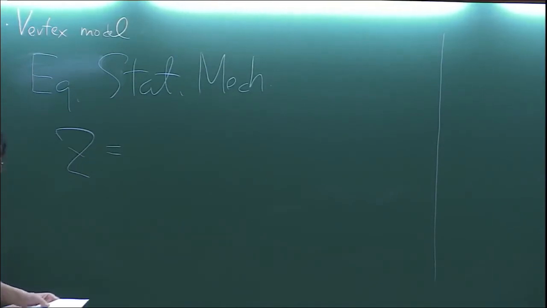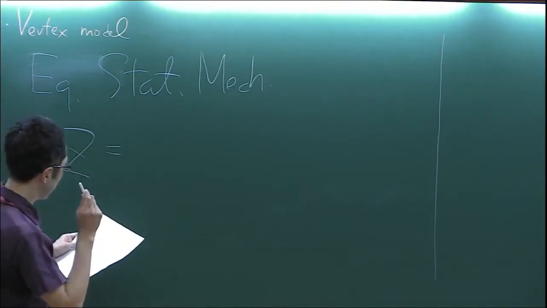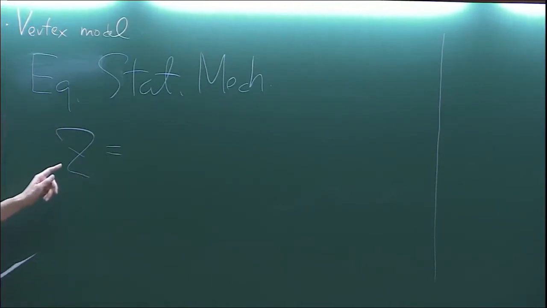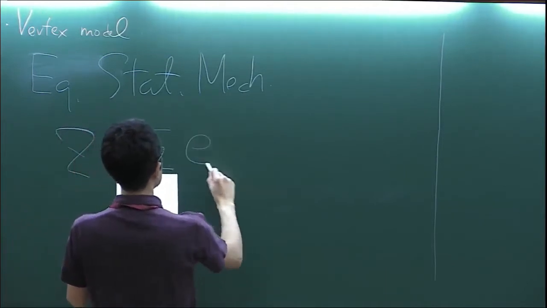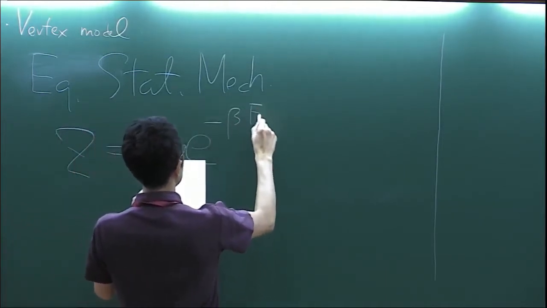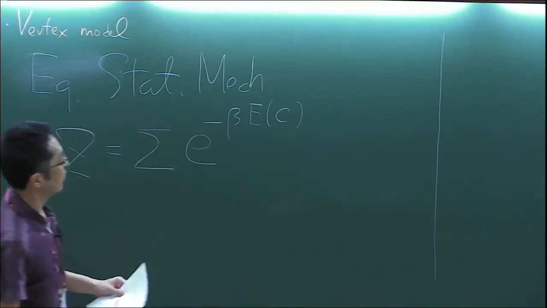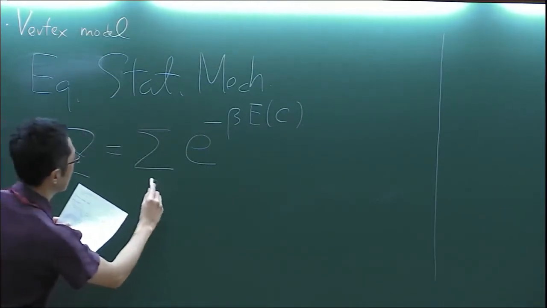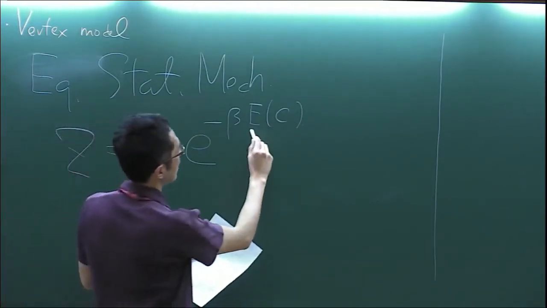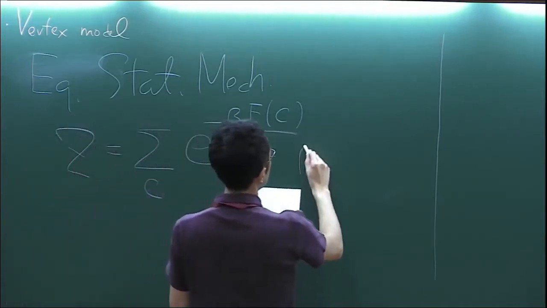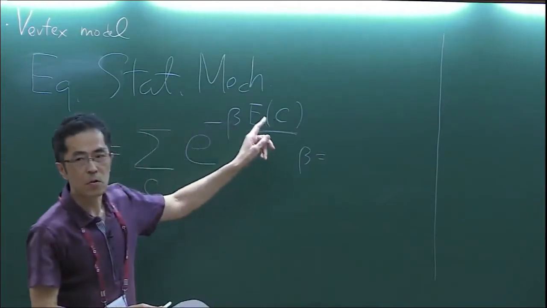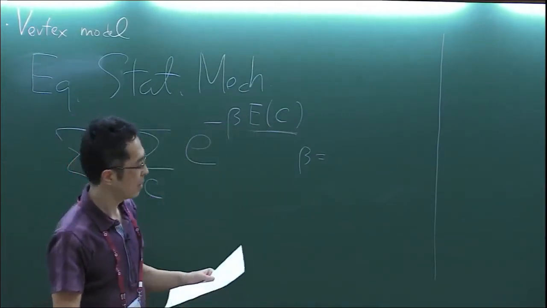And in this theory, one of the most important objects is the so-called partition function, denoted here by Z, because this is also related to the normalization of a measure, which is a sum of this object here. E(C) is the energy of the system for a given configuration of the system.